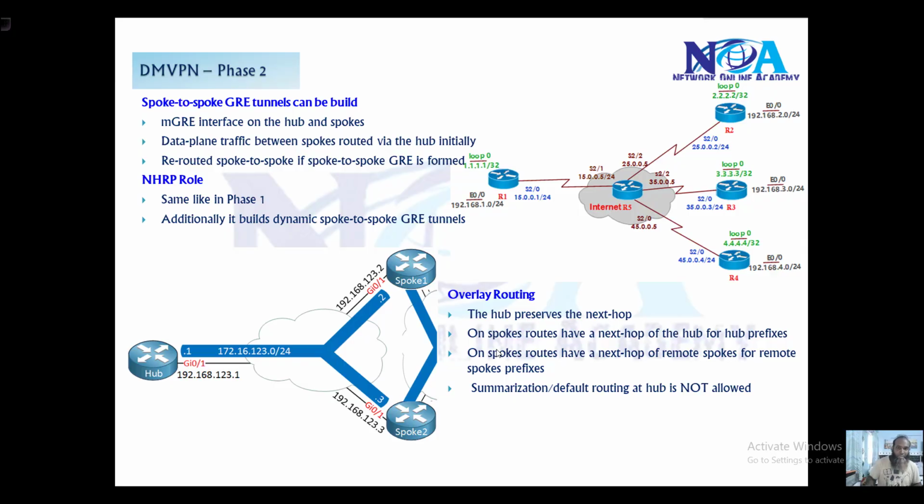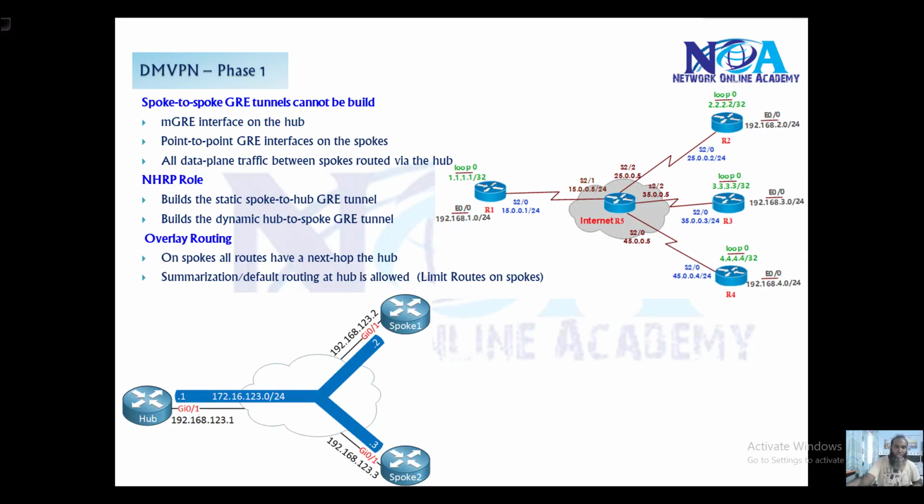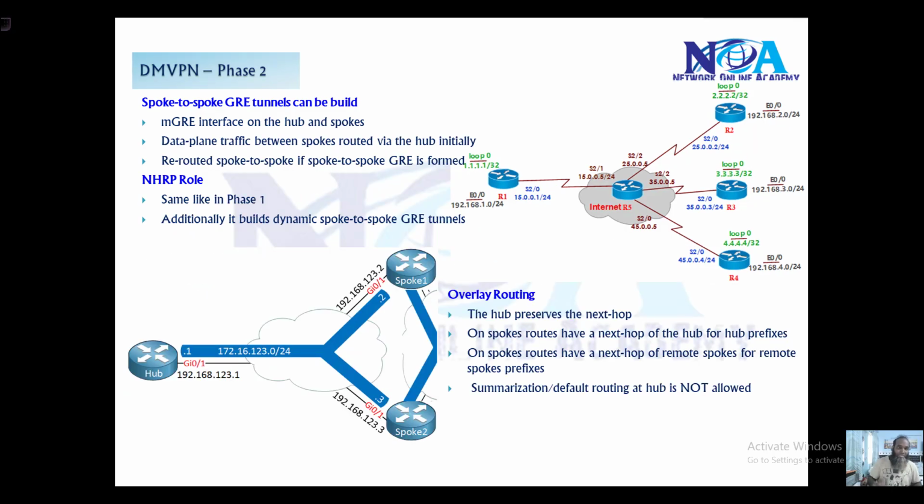And if you compare, the advantage of phase 1 is that summarization or default routing is possible, but the drawback is you don't have spoke to spoke tunnels. Whereas in phase 2 we can have spoke to spoke tunnels established, but summarization or default routing, optimizing the routing, is not possible. So phase 3 is like a combination of these two. Phase 3 gives the benefits of both phase 1 and phase 2.